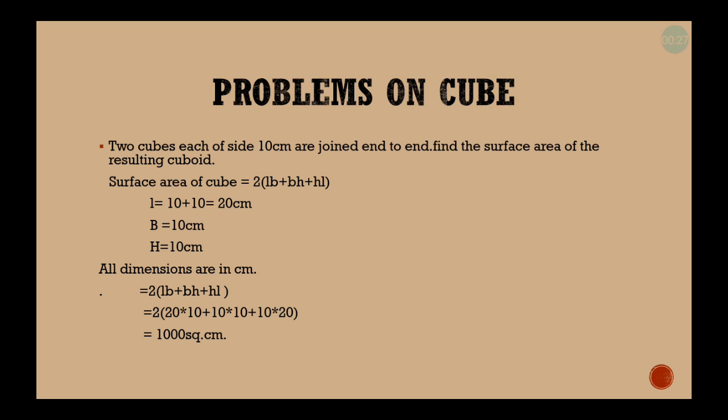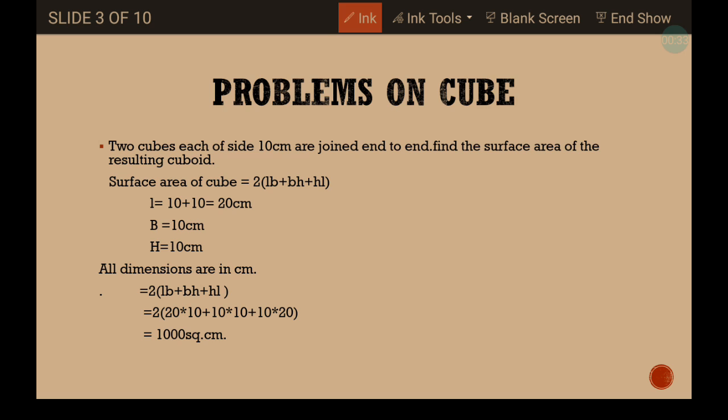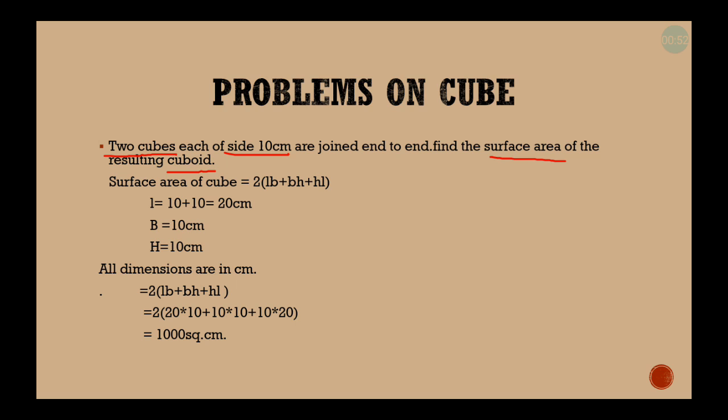Here, in this problem, they have given the side of a cube, that is 10 cm, and they have mentioned two cubes. One more thing we have to see here is that we need to find the surface area of the cuboid. Why have they mentioned cuboid? Because when we join the two cubes, it will become a cuboid. So that is why they are asking us to find the surface area of the cuboid.